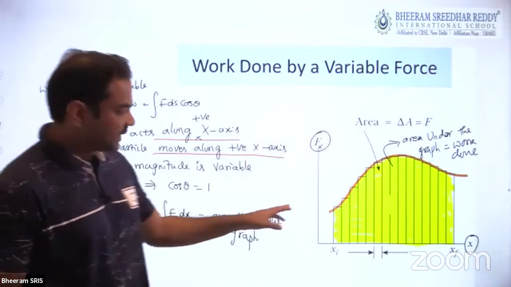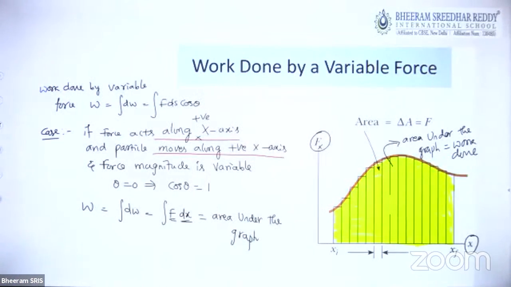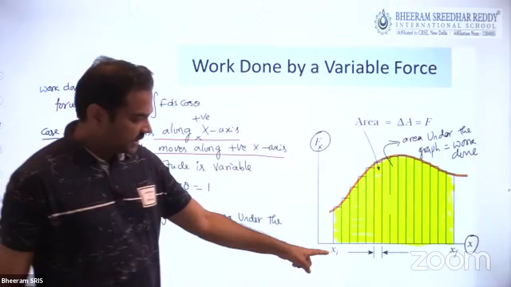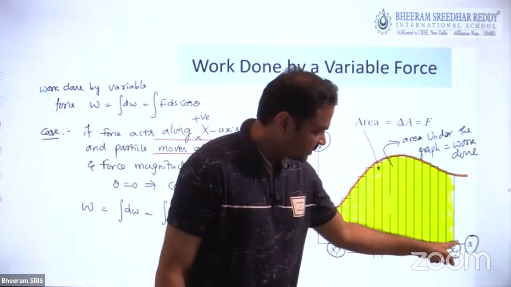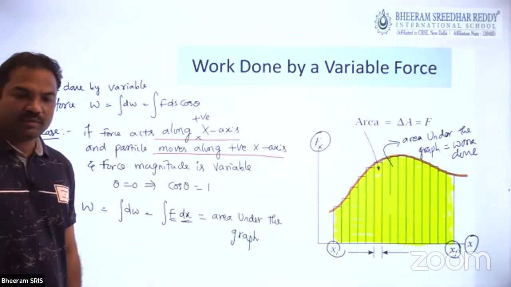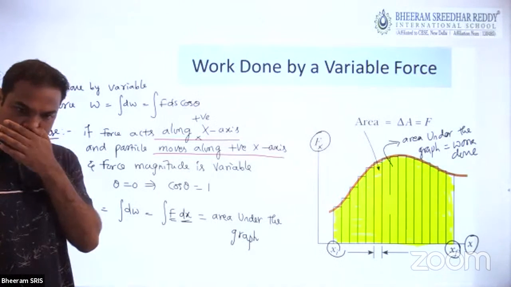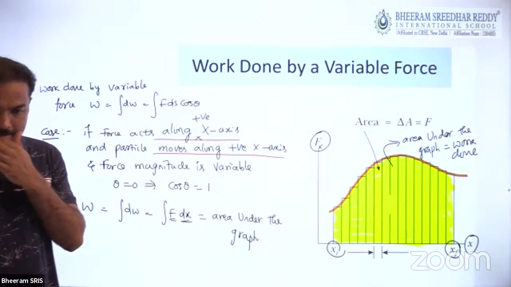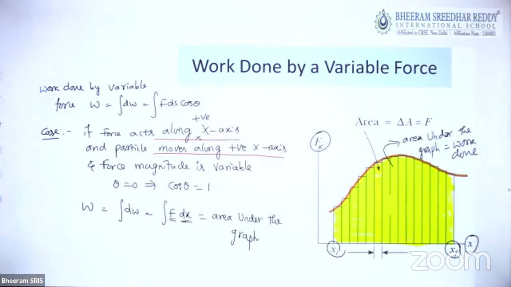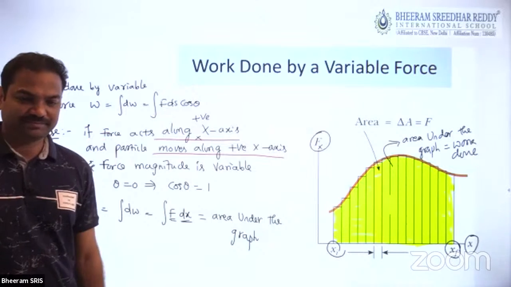Here the force magnitude is varying, so that is the graph we have drawn. The graph will tell you how the force is changing with position. So work done from initial position to final position will be given by the area under the graph. But to do all these things, what is the theta value we have taken? We have taken theta 0.